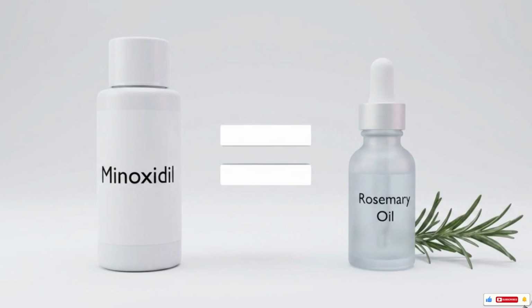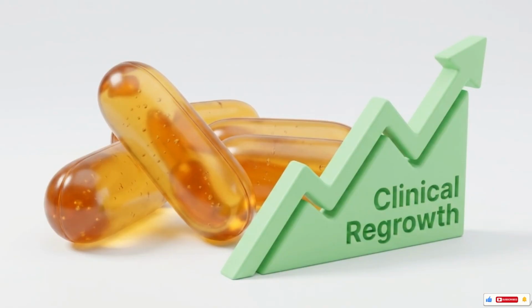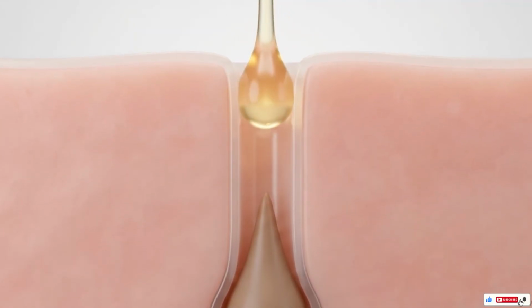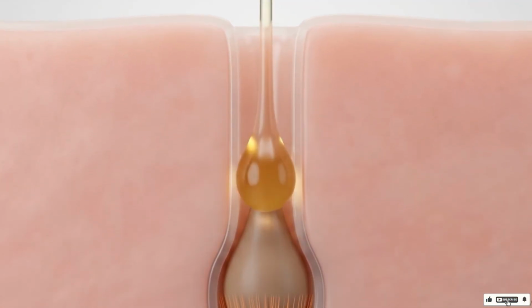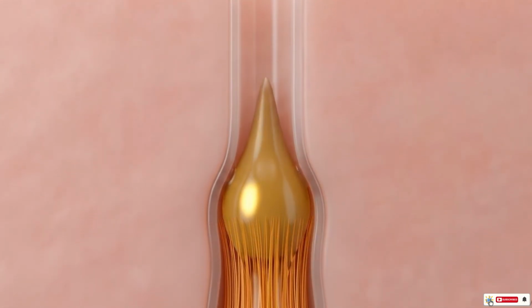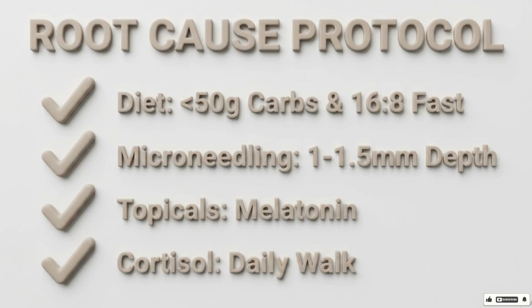Topical rosemary oil has shown results comparable to minoxidil in clinical trials, while 400 milligrams of oral pumpkin seed oil daily has been shown to increase hair density by 40%. By layering these targeted topicals onto an insulin-sensitive scalp, you can stimulate the follicles without the risks associated with systemic hormone suppression. You can screenshot this checklist for the complete protocol. It covers the dietary targets, microneedling requirements, topical timing, and daily walking for cortisol management.